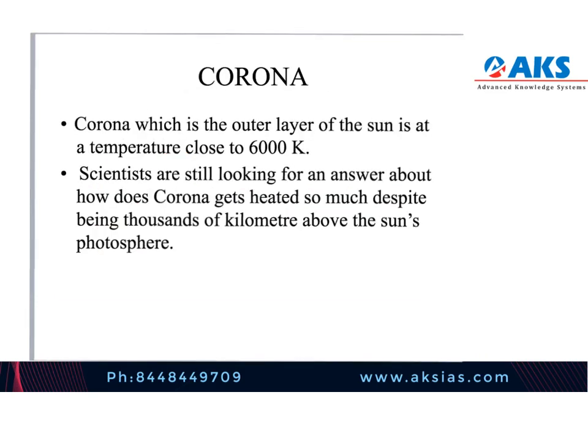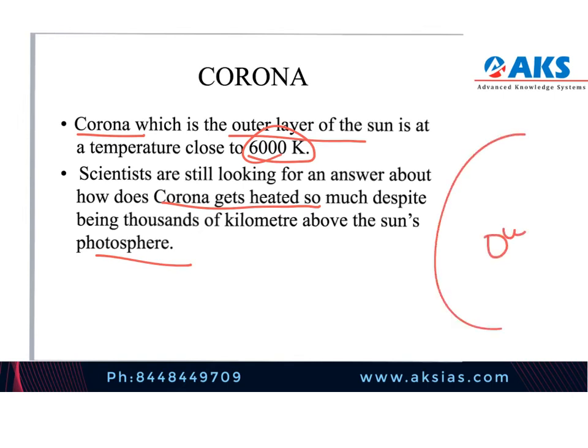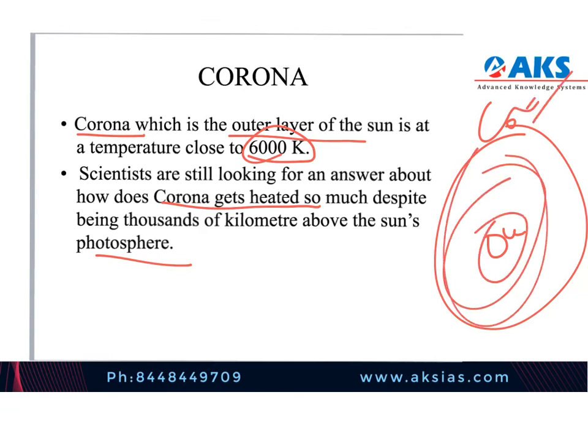We have seen the structure of the sun. You have core in between, and if you observe, corona, which is the outer layer of the sun, is itself at a temperature close to 6000 Kelvin, and scientists are looking for an answer about how this corona gets heated so much despite being thousands of kilometers above the sun's photosphere. That is to say, if this is the core, this is the corona, still the corona is itself 6000 Kelvin, being so far from the actual place. So the corona gets heated even being so far from the photosphere.